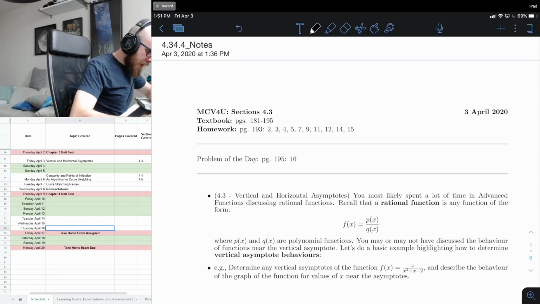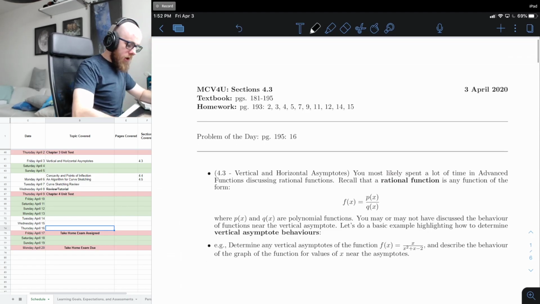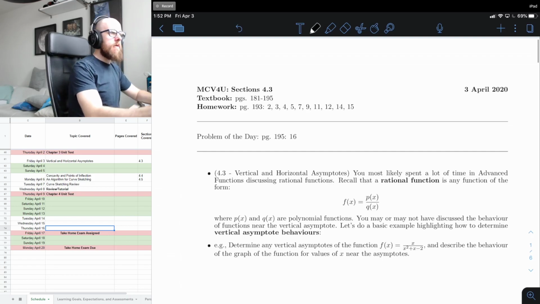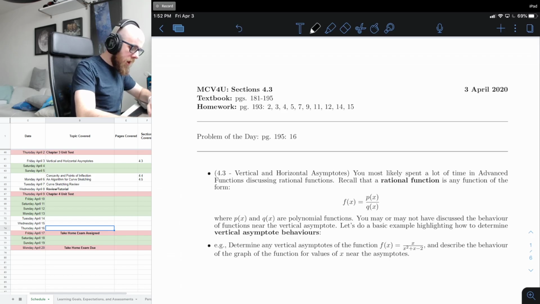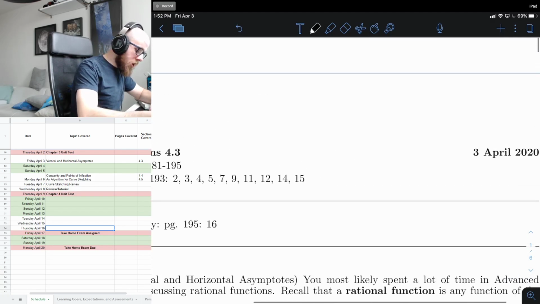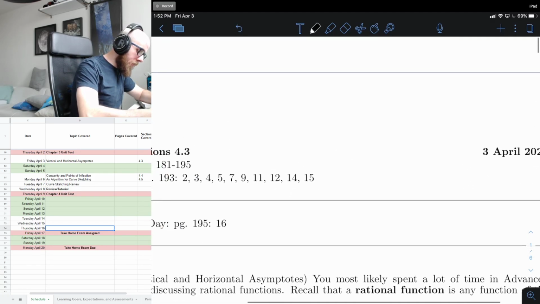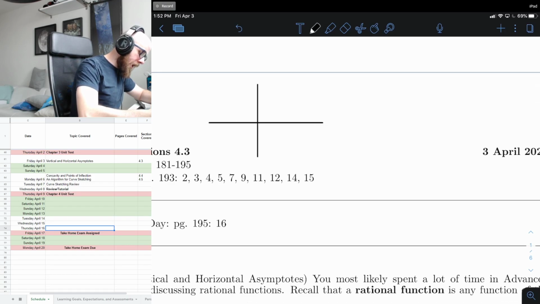Okay, so today is going to be all about rational functions, and specifically vertical and horizontal asymptotes. Okay, so I mean, in advanced functions, you definitely would have seen functions that look like this, where we have, let's say, two pieces of a function. Maybe it does something like this.